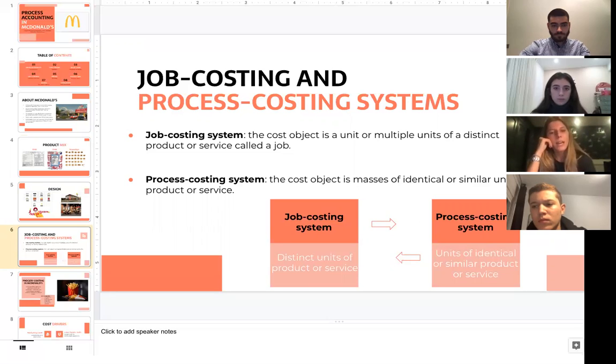Then we have a process costing system, where the cost object is masses of identical or similar units of a product or series, and in each period the process costing divides the total cost by the number of units produced to obtain a per unit cost. This per unit cost is the average unit cost that applies to each of the identical or similar units produced in that period.